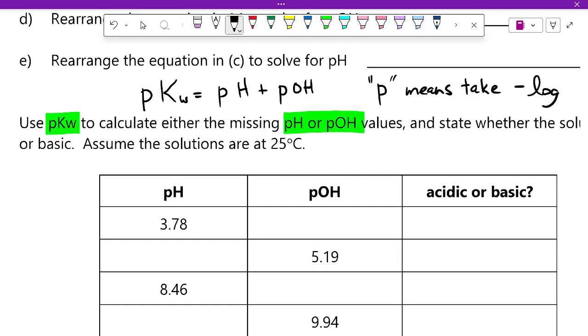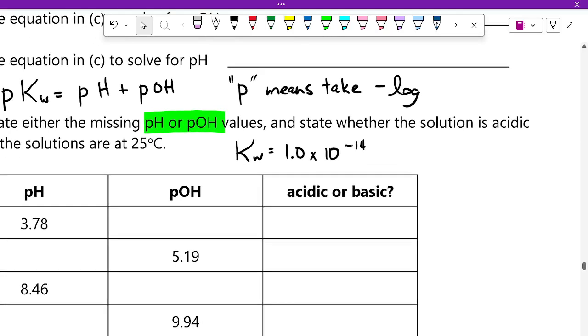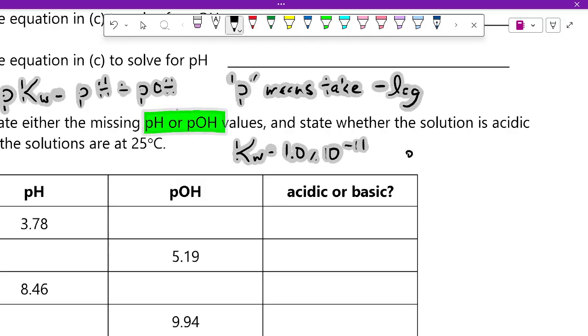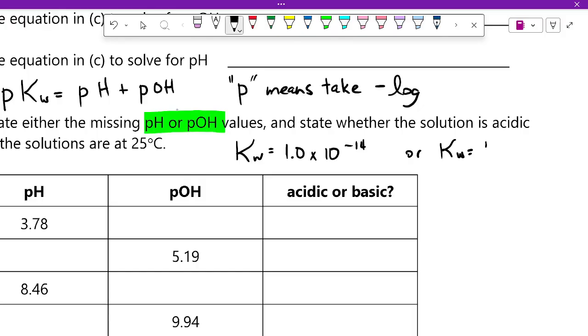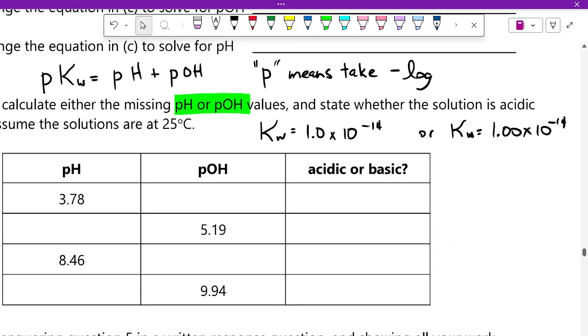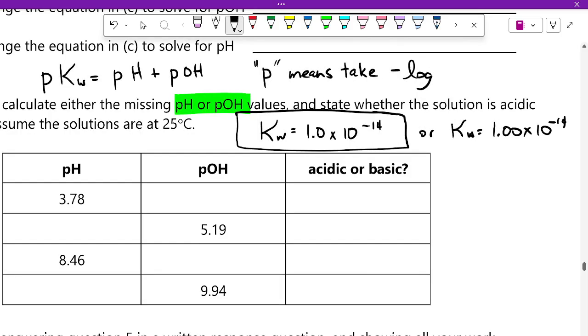And do we know what the value of Kw is? 1.0 times 10 to the negative 14. If you need to, use 1.00 to get enough sig figs so you're not making your number less precise. 1.00 times 10 to the negative 14. We're mostly going to use this one because this is the one that is on your data booklet.